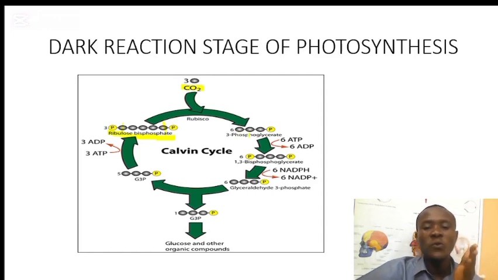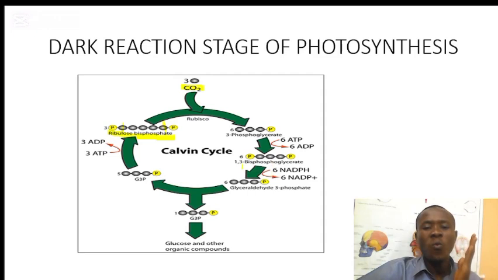For the 3-phosphoglycerate to be converted into 1,3-bisphosphoglycerate, it needs to make use of 6 molecules of ATP, adenosine triphosphate. And at the end of the day, that adenosine triphosphate will dephosphorylate. That means it will lose 1 phosphate to give us 6 molecules of ADP, adenosine diphosphate.